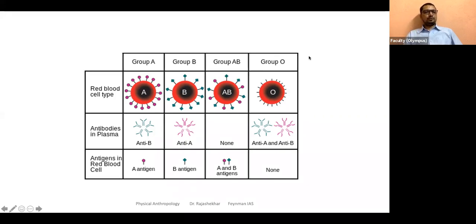But the opposite is true with O. O has no antigens, but both the antibodies. O blood group people have no antigens, so they can tolerate having antibodies against A and B. So the opposite is true with O compared to group AB. Group AB, both antigens are present, but no antibodies. Group O, no antigens are present, but both antibodies can be present. Okay, so this is a basic picture that you need to have with respect to the ABO blood groups. But we need to dig a little deeper into this.